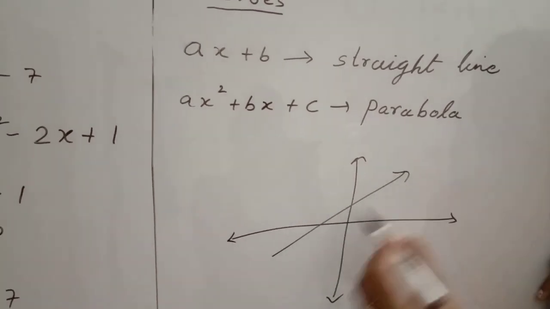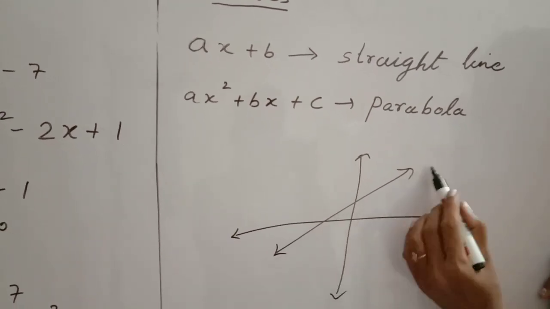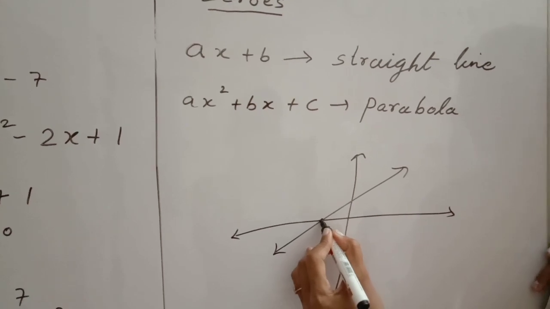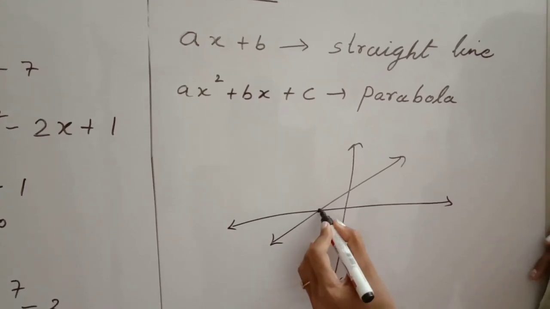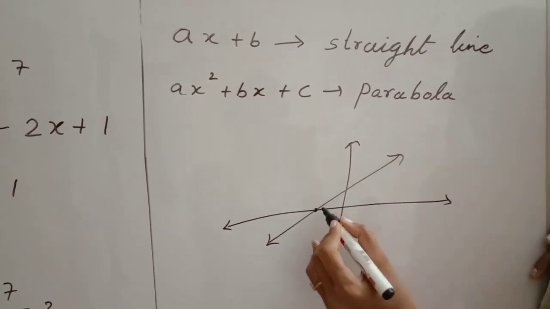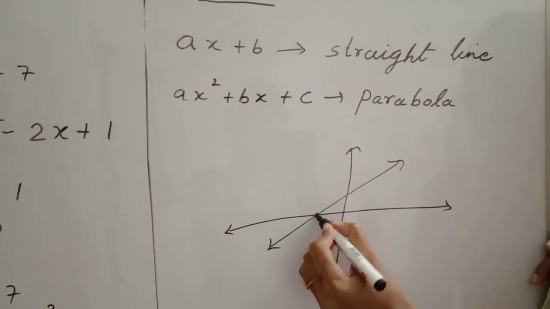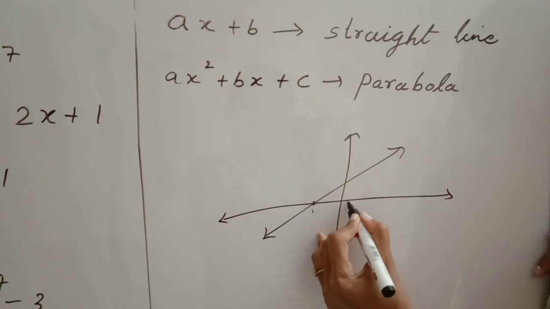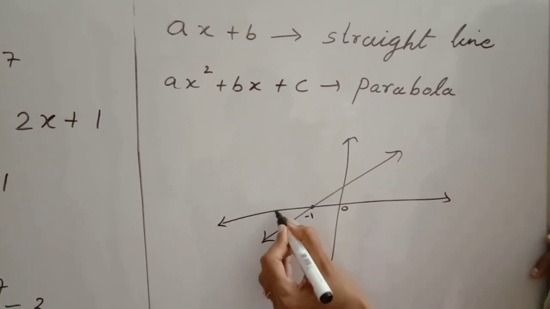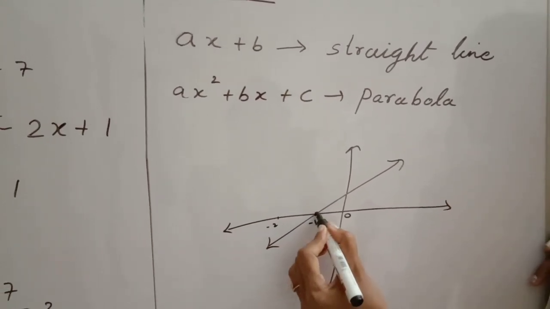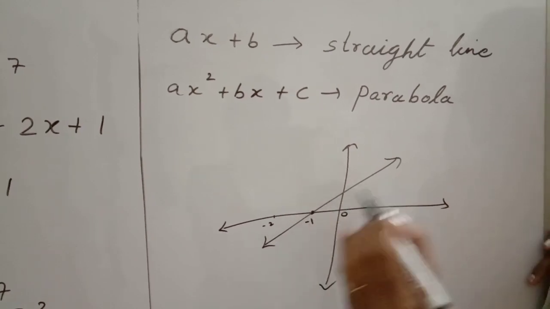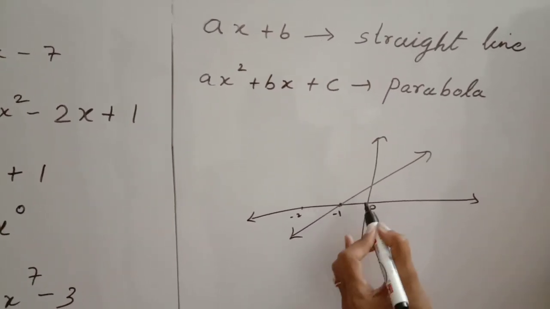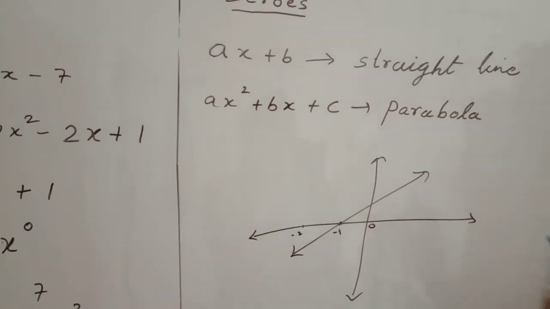Suppose I am getting a line like this. That means this line represents a polynomial, and the zero of this polynomial is this point on the x-axis, the point at which the line intersects the x-axis. Suppose it is 1, this is 0, this is minus 1, this is minus 2. So if it is passing through minus 1, that means the zero of that polynomial is minus 1. Okay, so I think this is clear.